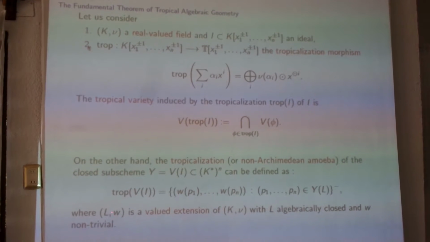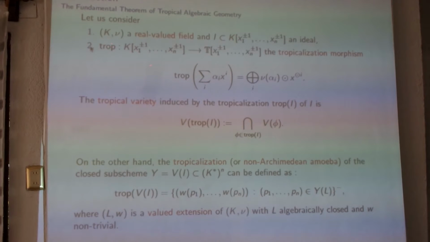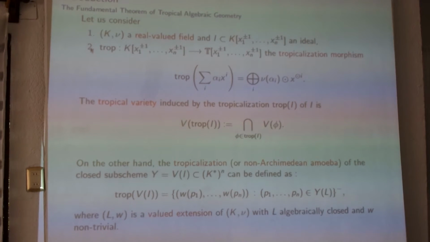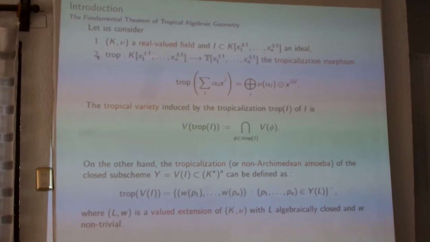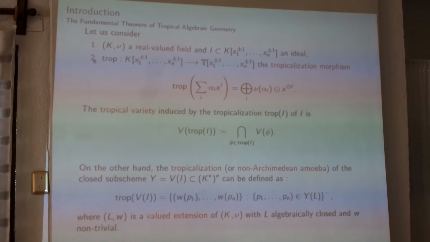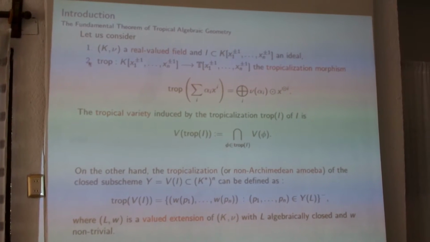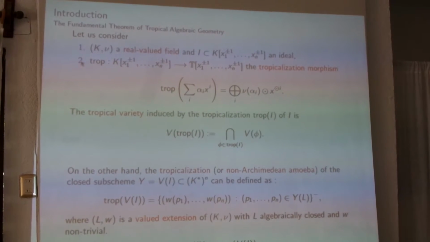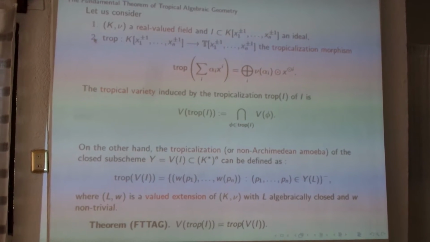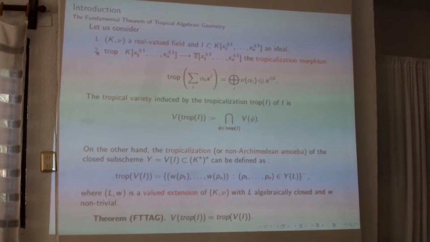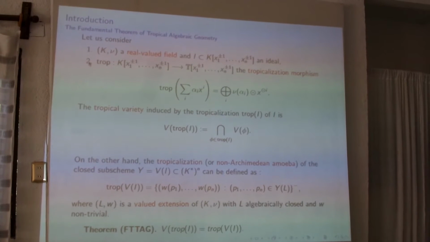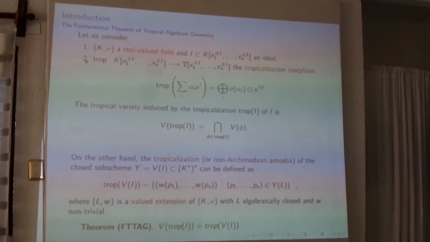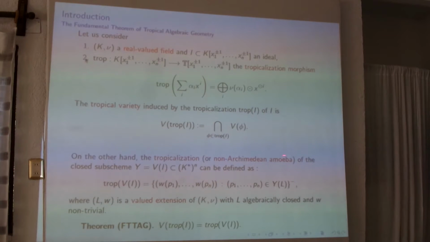this field together with this valuation is a valued extension of the base field with two conditions. The first condition is that L has to be algebraically closed and W has to be a non-trivial valuation. So this setting is really general, because here we are just demanding that this field be real valued. It can have any characteristic and the valuation can be trivial. So what is known by some people as the fundamental theorem of tropical algebraic geometry is that the tropical variety induced by the ideal, which is this intersection, coincides with the non-Archimedean amoeba of the closed subscheme.